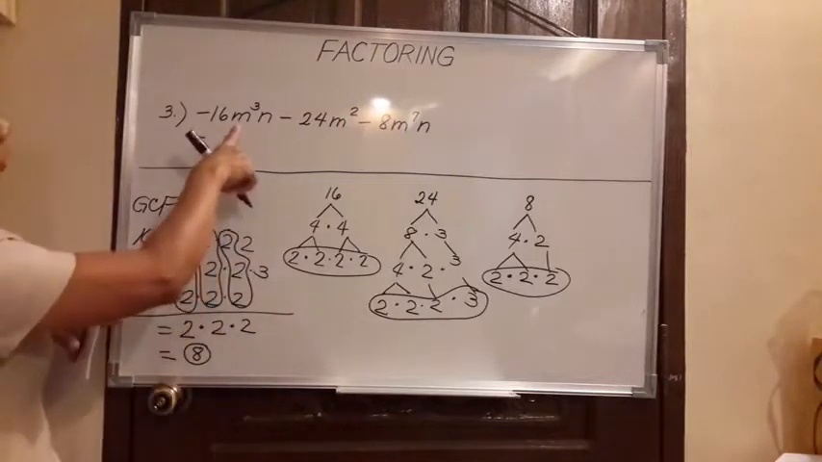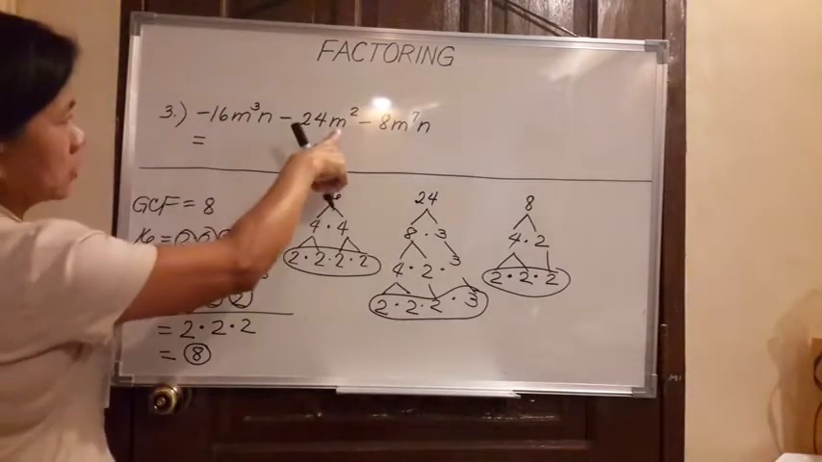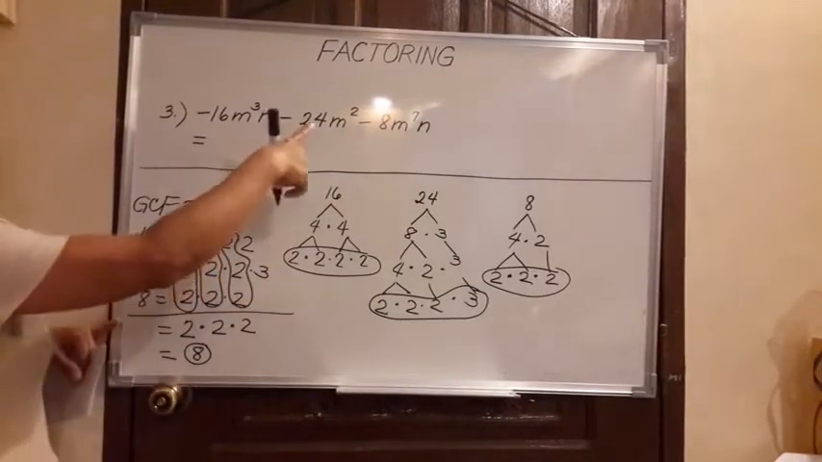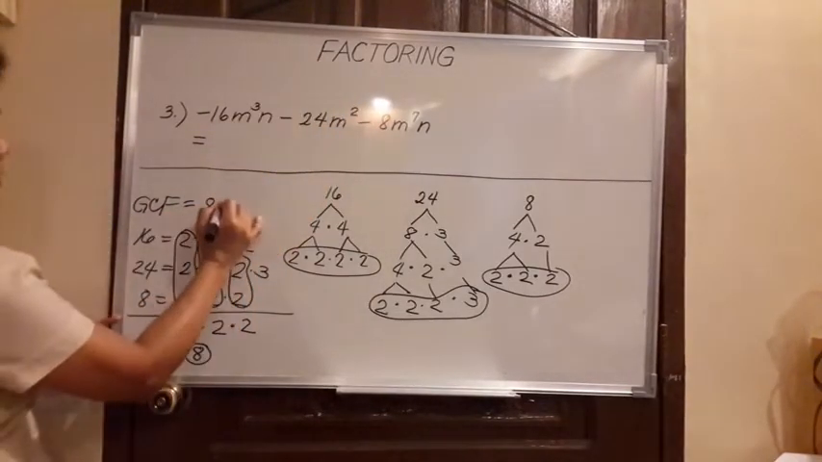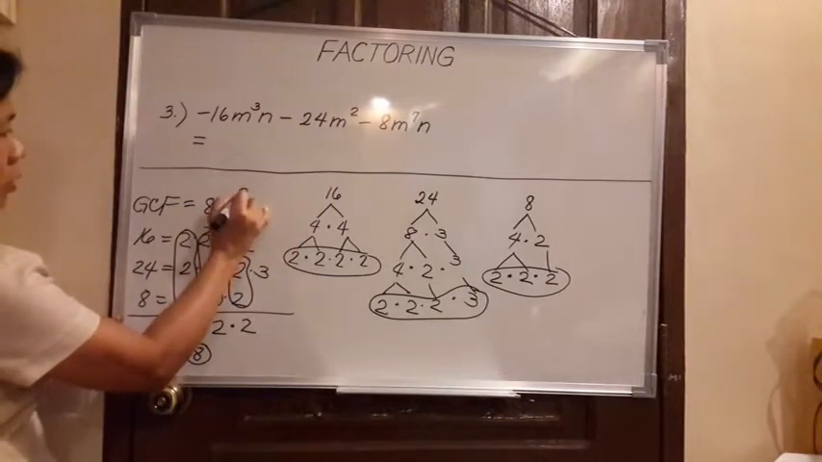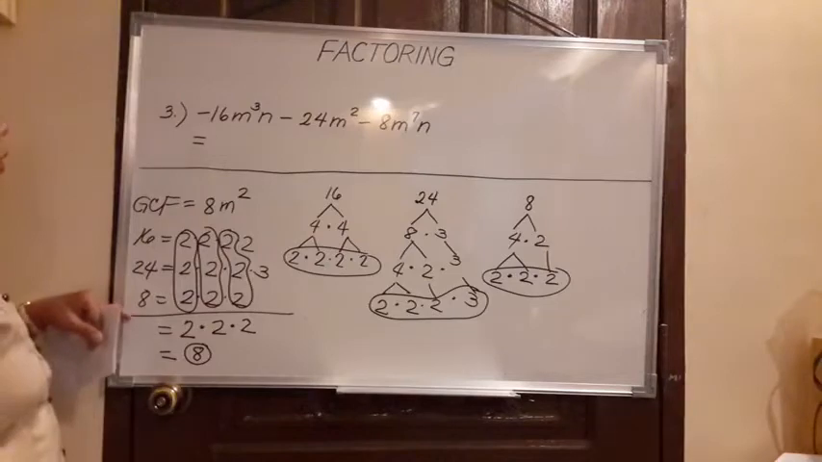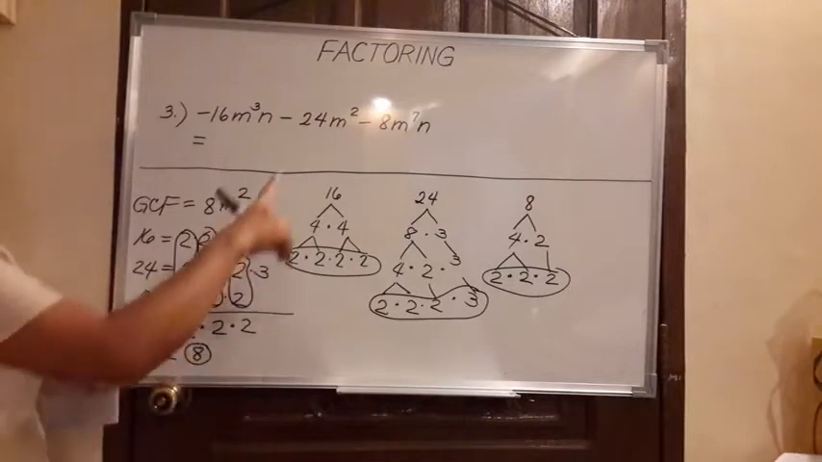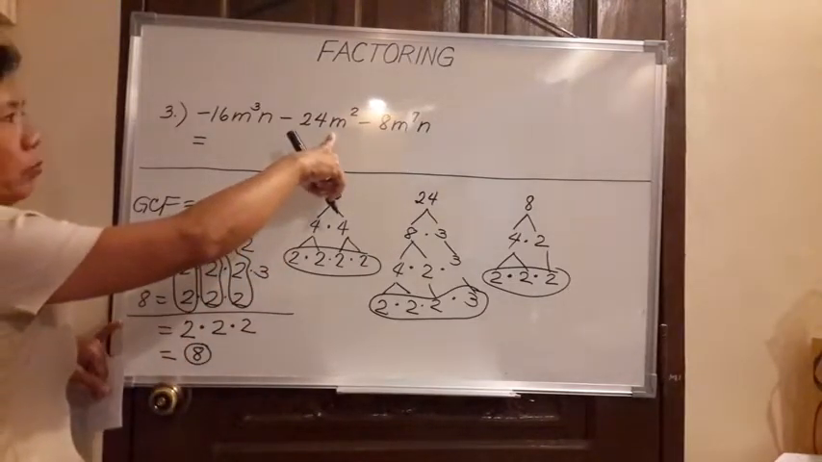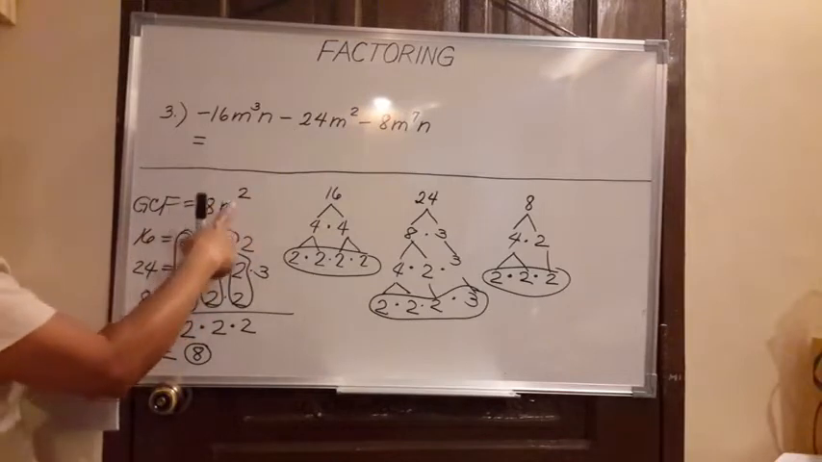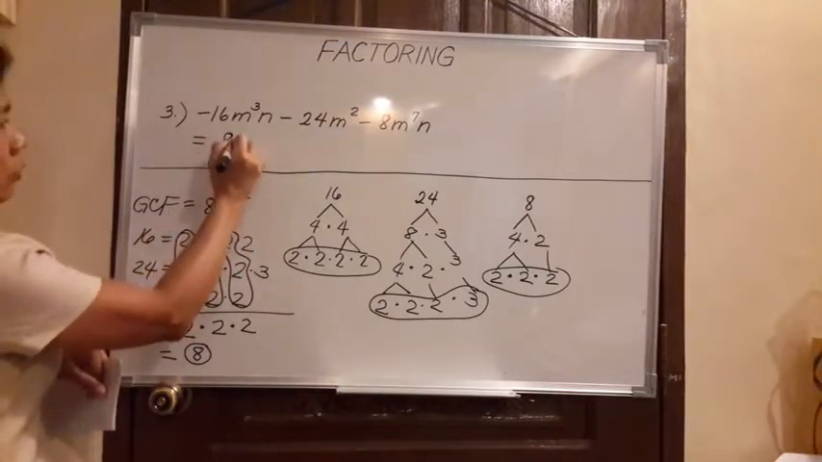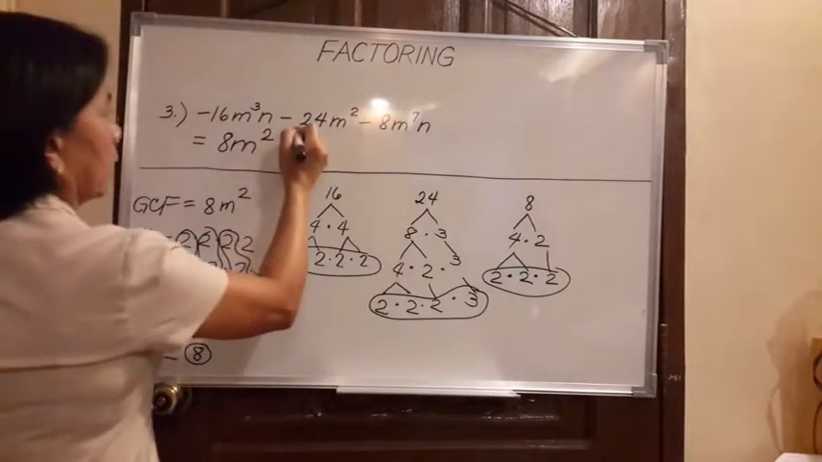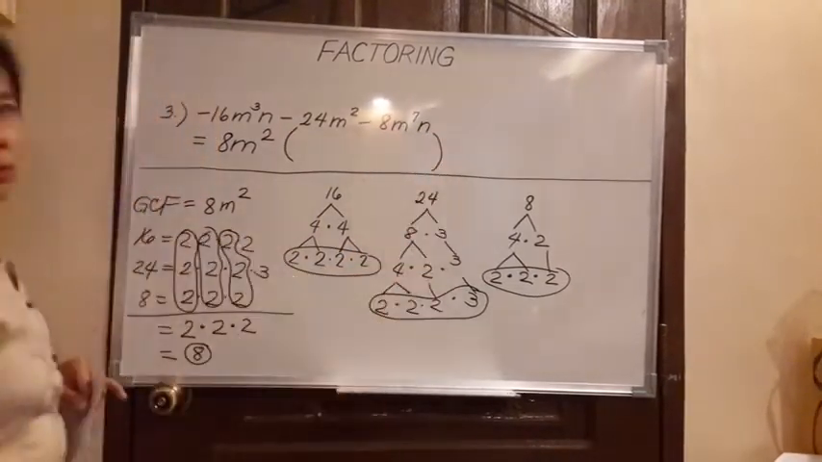Next, for the variables. First term, we have m cubed, m squared, and m to the 7. The variable with the least exponent is m squared. So this is now your greatest common factor among the variables. N is not included. Why? Because there is no n in the second term. So our greatest common factor is 8m squared. This will be your first factor in our polynomial. Let us now solve for the second factor.